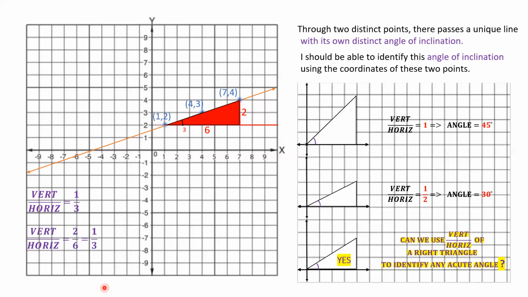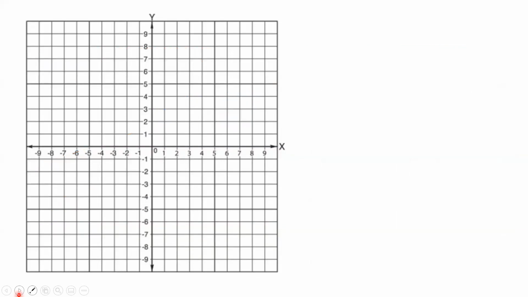Now, the ratio of the vertical and the horizontal side for this triangle is going to be equal to 2/6, which reduces to 1/3. So it seems like regardless of what points I'm going to choose, the ratio of the vertical and horizontal side is going to be the same, and thus I should be able to use it to identify the angle of inclination. This ratio has a special name. It is called the tangent of the line, but here in algebra, we will refer to it as the slope of the line.